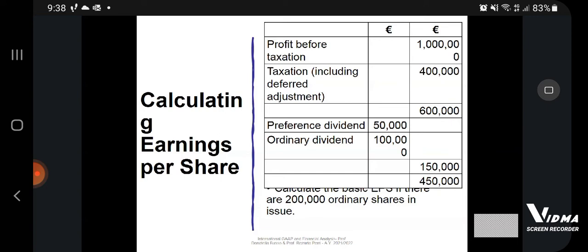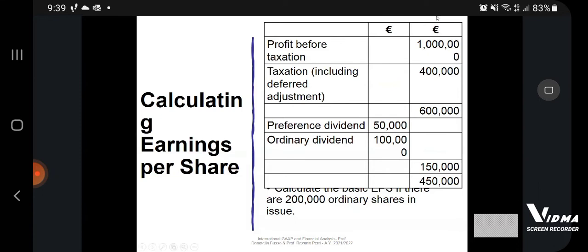Now, usually this is the structure of the information that is provided every time we are required to calculate earnings per share. Usually, questions and exercises are very similar to each other, and usually you will find the same data. Profit before taxation, taxation, profit after taxation, dividends, careful, dividends are related to preferred and ordinary shares, and then number of shares. In this case, the number of shares is provided for us. In other instances, we have to calculate the number of shares. So for the moment, we are starting with simple calculations.